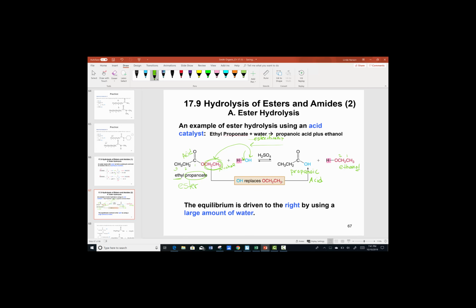Esterification in the forward. Well, that's not right because I wrote the reaction the other direction. In this direction, we're adding water in this particular case, so that's hydrolysis. And if I read it in the other direction, where I add the alcohol to the acid to get the ester, we call that esterification.